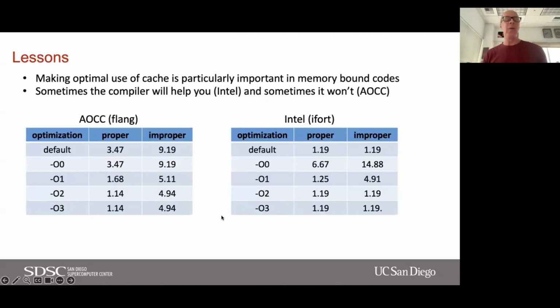Okay, so a few lessons. Making optimal use of cache is particularly important in memory-bound codes. Sometimes the compiler will help you, in this case, Intel. Sometimes it won't. And I'd really like to see what happens with the, I think it was the GCC Fortran compiler.